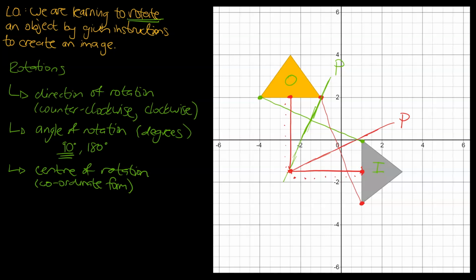And in our case, by using perpendicular lines, we've been able to find the point of rotation for this shape.